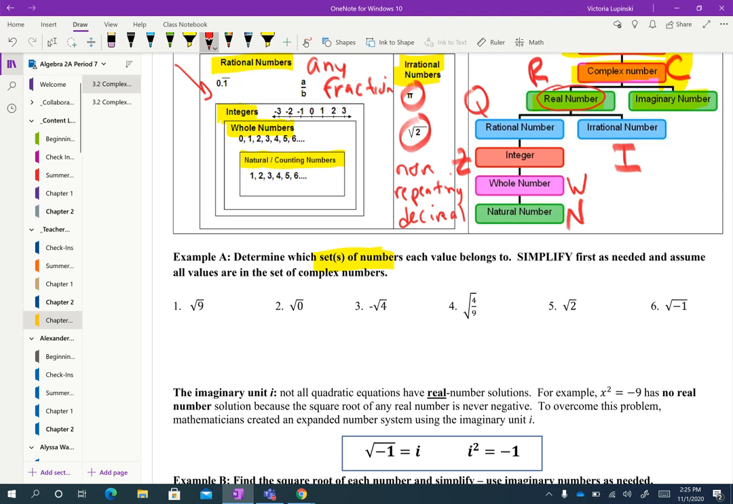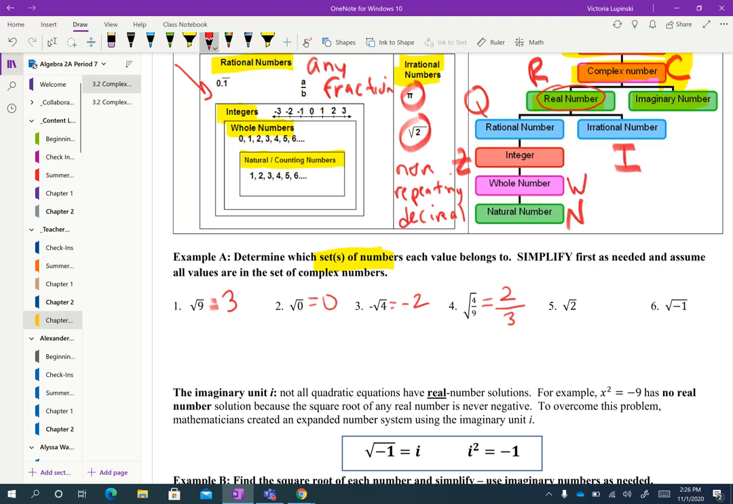So first, let's go through and simplify what we can. The square root of 9 is 3. The square root of 0 is 0. The negative square root of 4, the negative stays on the outside, and the square root of 4 is 2, so negative 2. The square root of 4/9, you can break that up into the square root of the numerator, which is the square root of 4, divided by the square root of the denominator, which would be 3.